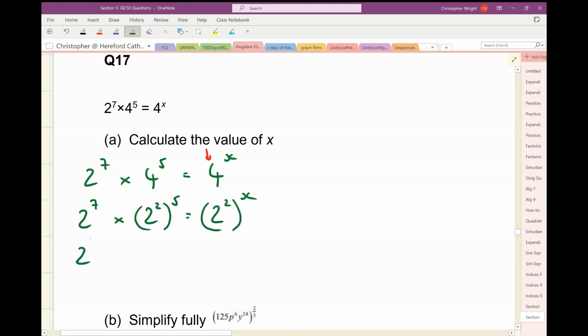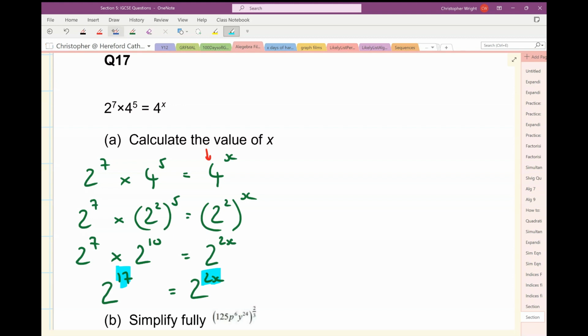So that means 2 to the 7 multiplied by 2 to the, now what's this, 2 times 5, 2 to the power of 10, is equal to 2 to the power of, what's this, 2 times x, 2 to the power of 2x. So on the left-hand side, I've got 2 to the power of 17, and that equals 2 to the power of 2x. In that case, 17 must equal 2x, so x equals 8.5.